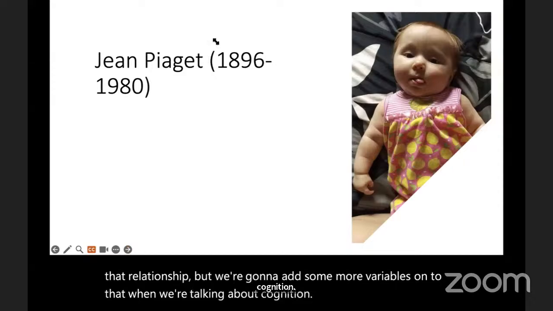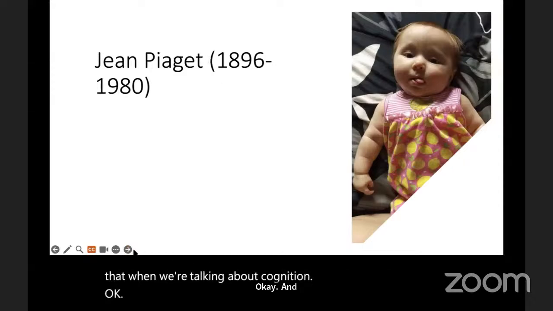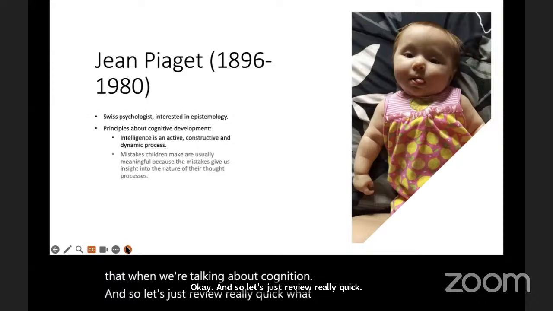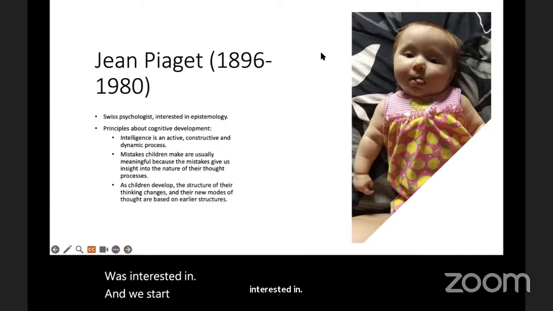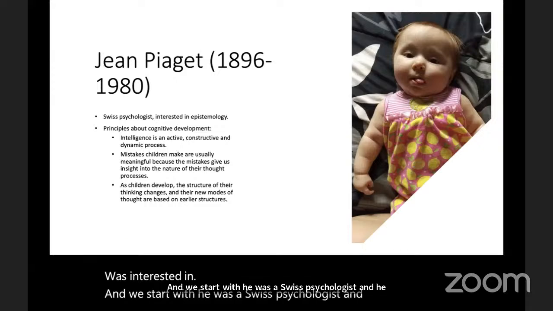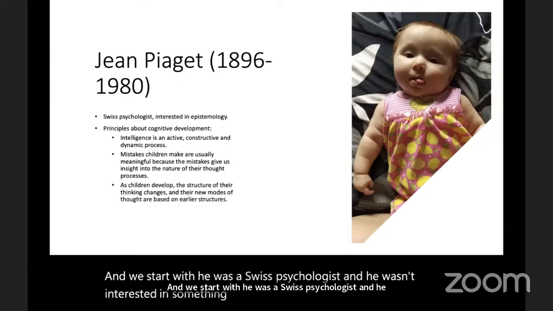Okay. And so let's just review really quick what Piaget was interested in. And we start with, he was a Swiss psychologist and he was interested in something called epistemology.